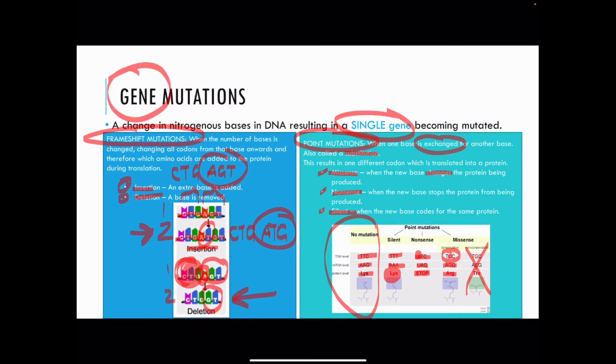So a gene mutation means that there's a change in the nitrogenous base sequence. We have got frame shift mutations, which is when we're changing the number of bases, and so therefore we're changing every codon onwards. And then a point mutation is when we're substituting bases.